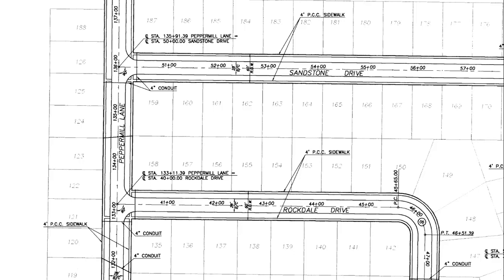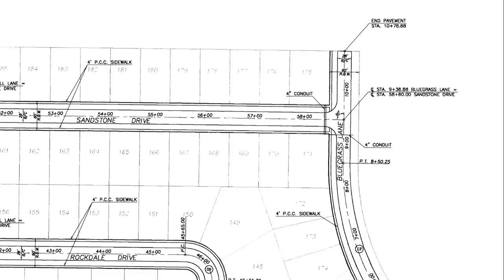So you can see each street has its own unique station, so that you don't have overlap and get confused with stations on Peppermill Lane and stations on Sandstone Drive. So you need to come up with a unique station number, or stationing system basically, for each side street that comes off of that. And the same thing down here, we can see that on Peppermill Lane we have a station of 133 plus 11.39 is equal to station 40 plus 00 on Rockdale Drive. So then the stations increase as we go around this way on Rockdale Drive. Stations increase as we go around this way on Sandstone Drive.